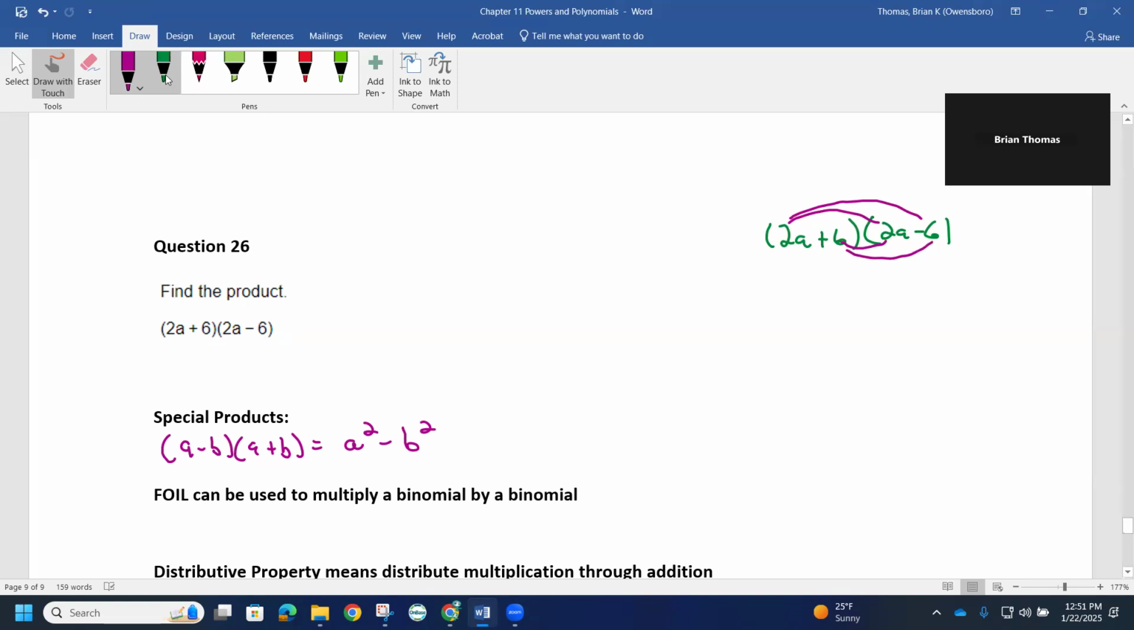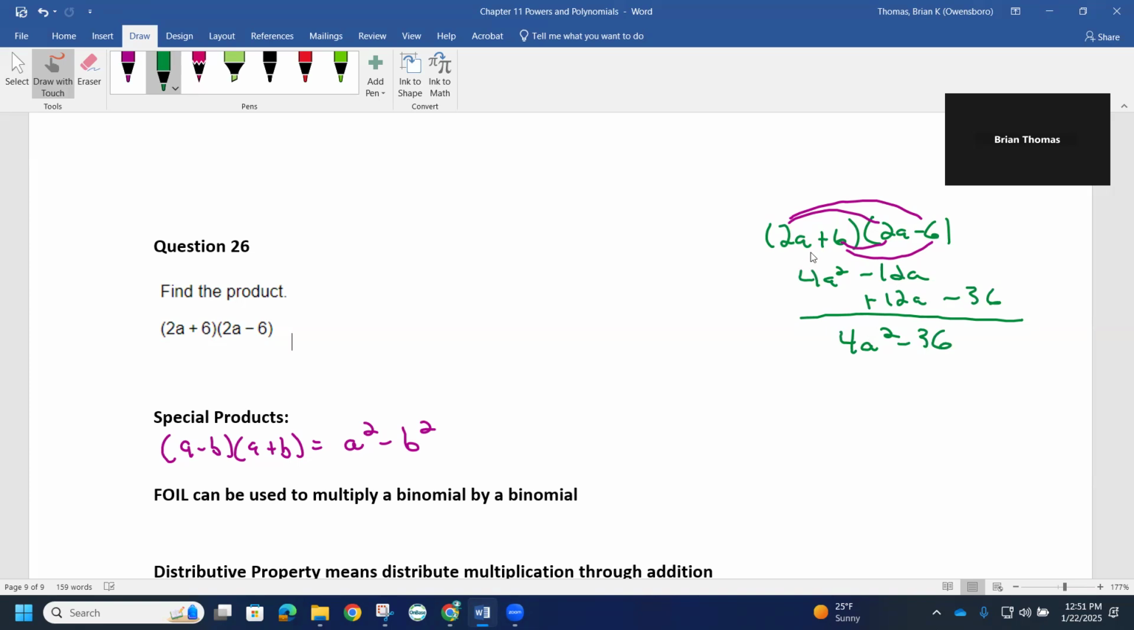So when we do the math, 2a times 2a is going to be 4a squared. 2a times negative 6 is negative 12a. And then when we do the inner terms, notice how we have 6 times 2a is going to be a positive 12a. And then 6 times negative 6 would be minus 36. Notice, though, that the outer and inner terms just cancel out. They turn to 0. And that just gives you 4a squared minus 36.